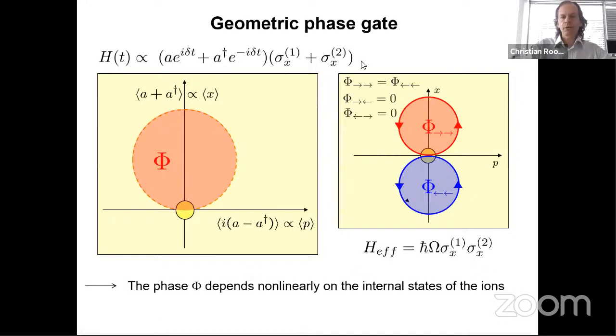But if I have now eigenstates where one ion is in the +1 eigenstate and the other one in the -1 eigenstate, then you have a cancellation of the force, and there is no force acting on the motional state at all. And therefore, the phase that is picked up is just 0. And you can see now that I have a geometric phase that depends in a nonlinear fashion on the internal states of both ions. And this is what makes the gate entangling.